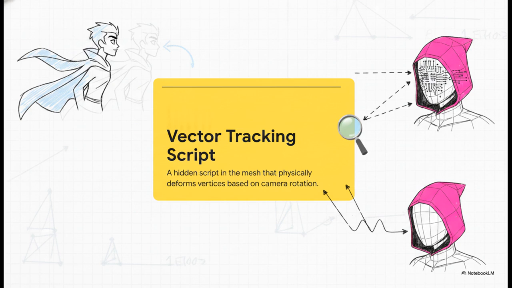But in 3D animation, you're dealing with a solid, rigid mesh. If a character turns their head, the 3D model stays exactly the same. It's totally bound by physical space. But here's the thing. The studio didn't want Ava bound by physics. They wanted that neon pink hood of hers to never ever lose its sharp dynamic point, no matter where she was looking. So, they engineered an absolutely ingenious solution. They built a hidden vector tracking script directly into her mesh.